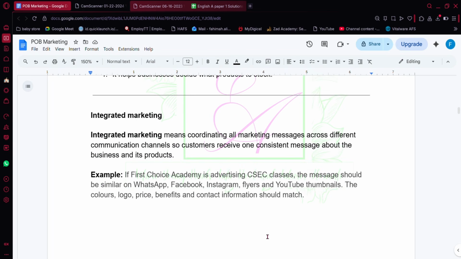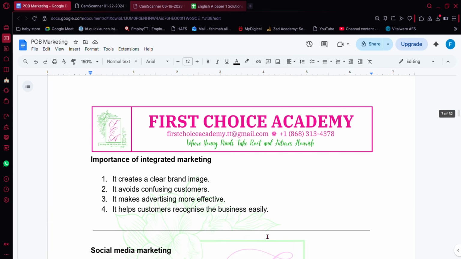Integrated marketing means coordinating all marketing messages across different communication channels so customers receive one consistent message about the business and its products. The importance of integrated marketing is that it creates a clear brand image, it avoids confusing customers, it makes advertising more effective, and it helps customers to recognize the business easily.